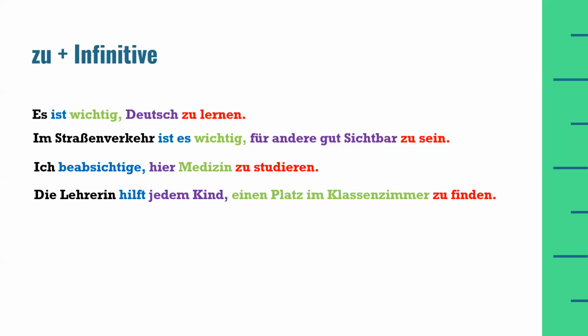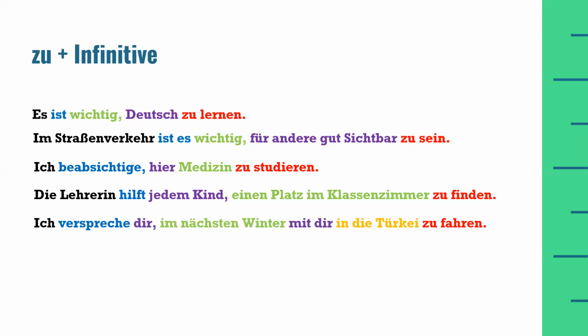Einen Platz is the object of the sentence. Because Platz is a masculine noun, the indefinite article will have an ending with en. So, einen Platz im Klassenzimmer. Klassenzimmer is a neuter noun, and in dem, the short form is im. We have used im here because in is a two-way preposition, and here we have to use it in the dative context. Zu finden, to find, which is zu plus infinitive, and it will come at the last position of the sentence.